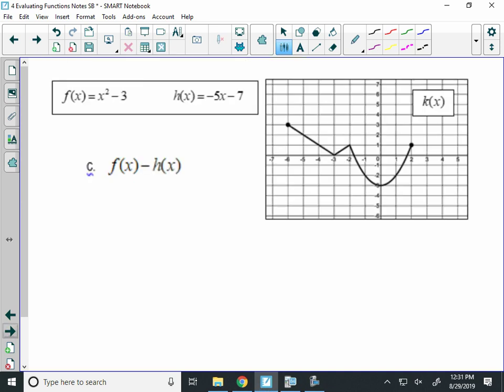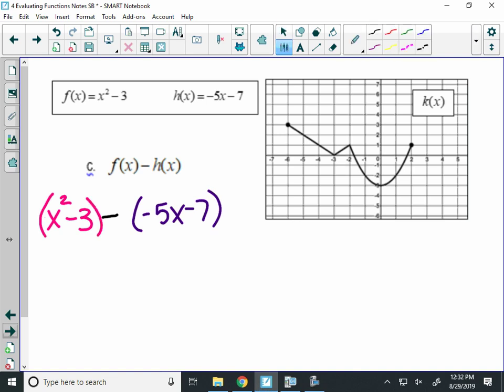Let's make them a little bit more, not too complicated, but a little bit more. F of x minus h of x. So when we subtract here, I want you to take f of x, which is x squared minus 3, and we're going to subtract the other function. Now, I want you to put h of x in parentheses. In fact, we probably could put both functions in parentheses, at least for the first step.